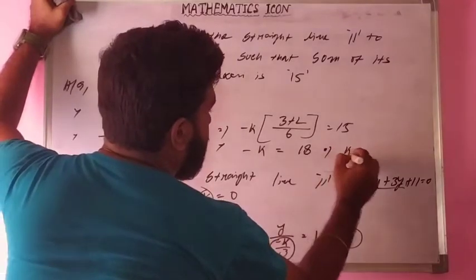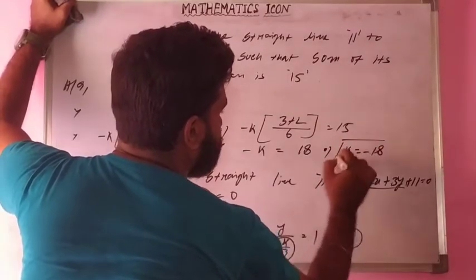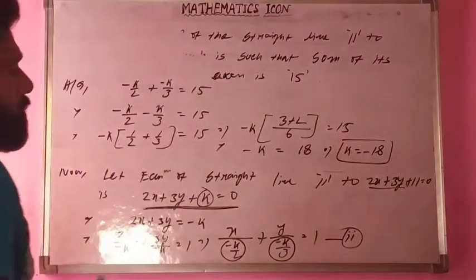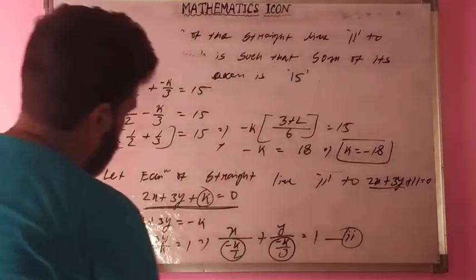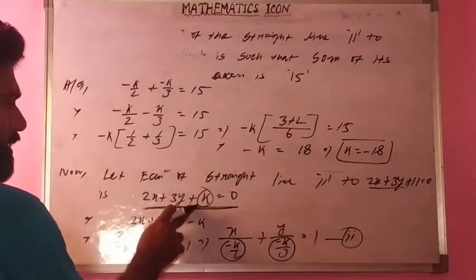So that means k equals minus 18. Now you can use this k equals minus 18 in equation number 2. So the required line, or here you can use.